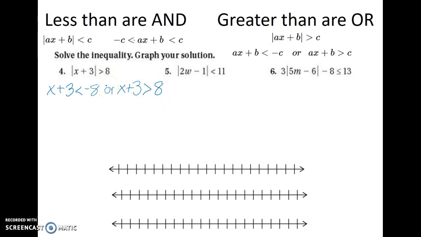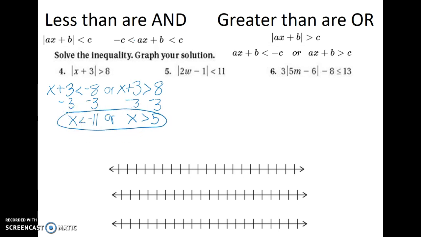So then I just need to solve these. You can pause the video and solve it on your own, or just watch me solve it. I would subtract 3 on both sides, and I would have x is less than negative 11, or over here, subtract 3 on both sides, I will have x is greater than 5. So this inequality is solved now with these statements.